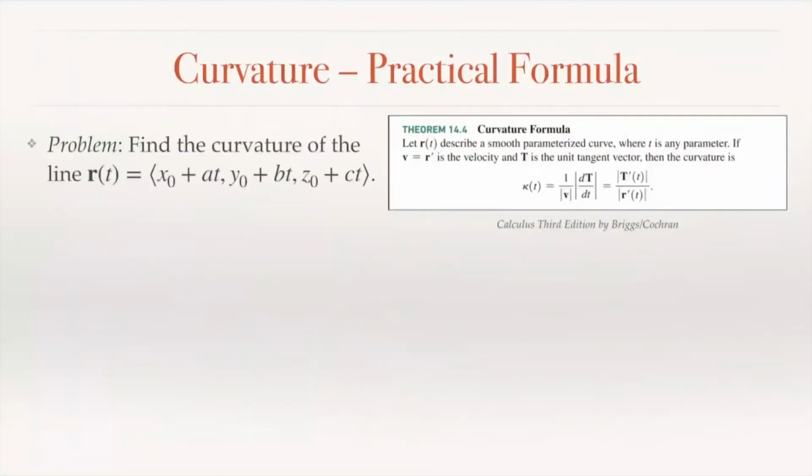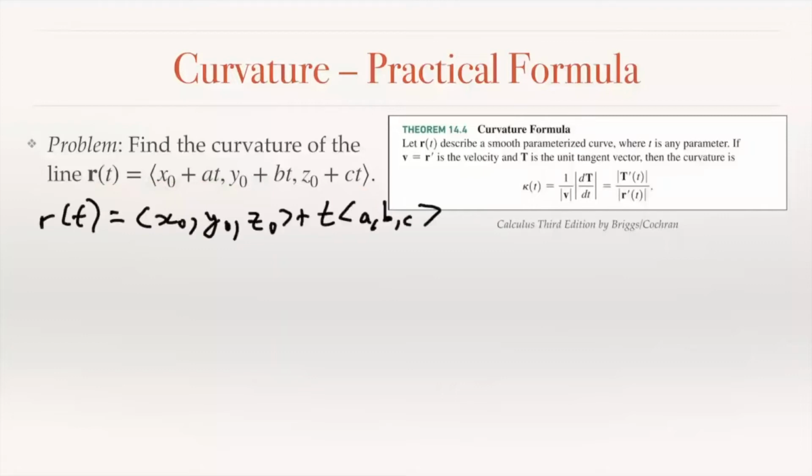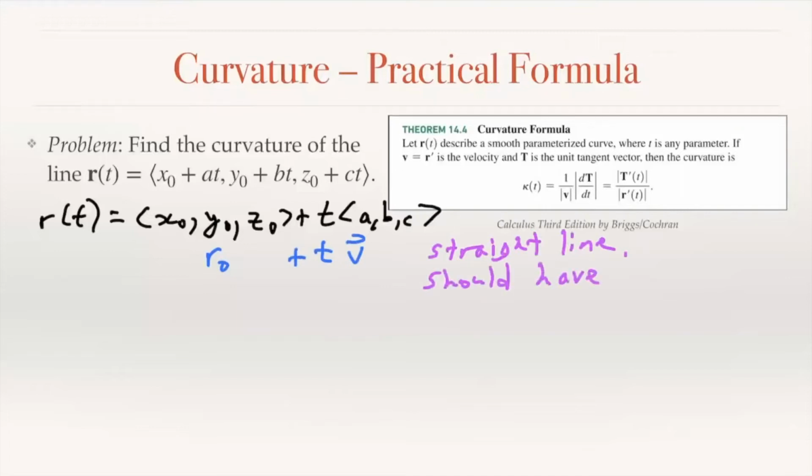So another example, here's a curve. Do you recognize what kind of curve this is? Take a moment and think about that. What do you think this traces out? Well, we can rearrange this into this form. This is of the form r0 plus tv. That is a straight line. A straight line never turns around at all, so it should have curvature 0.